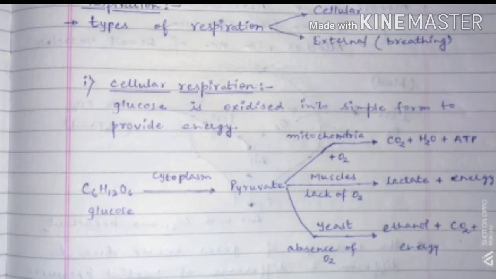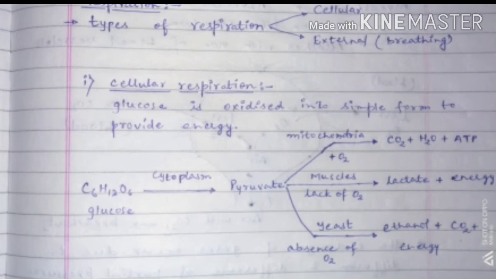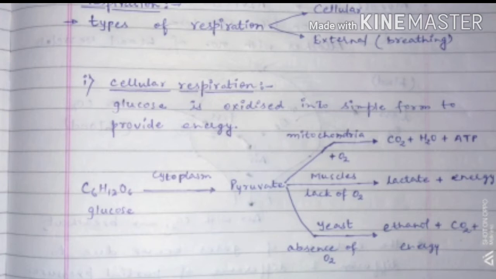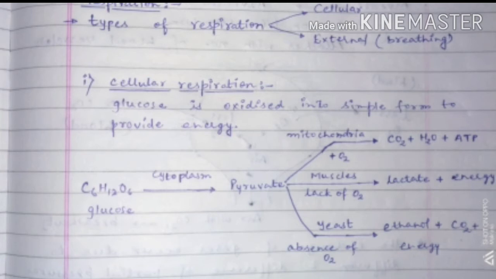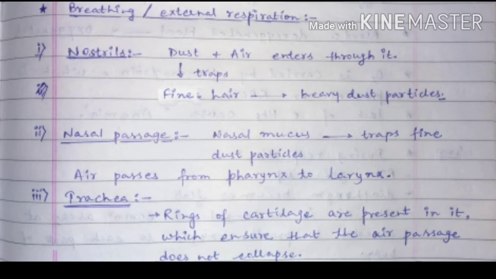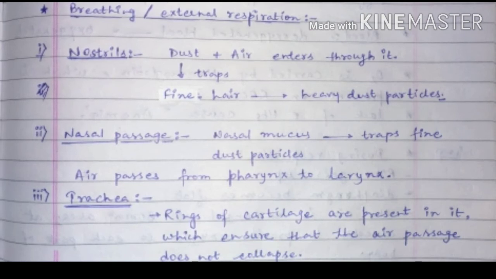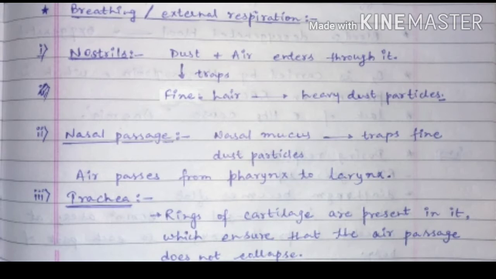Then the third one: in yeast and most bacteria, pyruvate is broken down in the absence of oxygen and produces ethanol and CO2 with energy. This process occurs in the absence of oxygen, so it is also an anaerobic condition, and this process is known as fermentation.